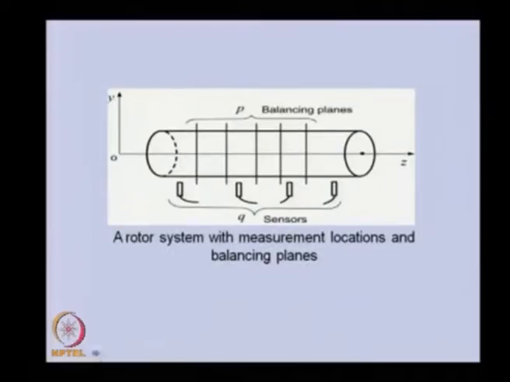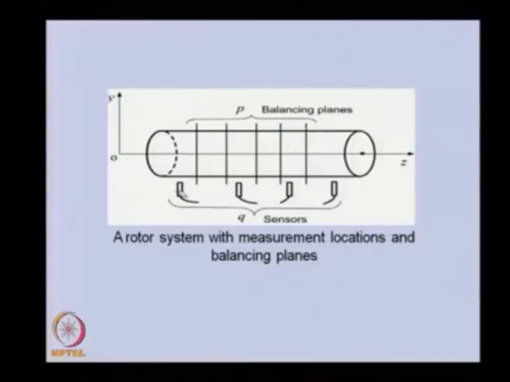For the balancing purpose, let us say we have a rotor system in which we have p number of balancing planes. That means we want to balance p number of modes, and these balancing planes we have chosen arbitrarily here, but even the choice of the balancing plane is important, and obviously it should not fall in the place where the nodes are present, otherwise whatever mass we place on this plane will be ineffective.